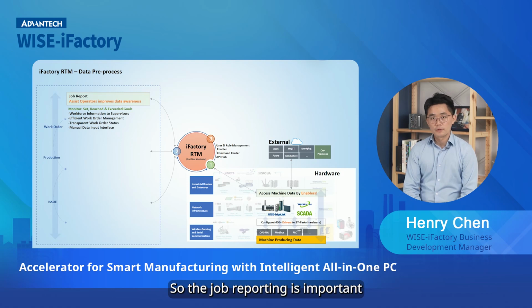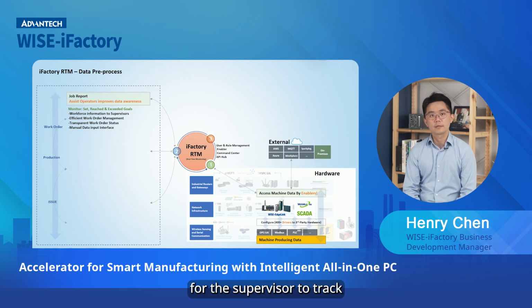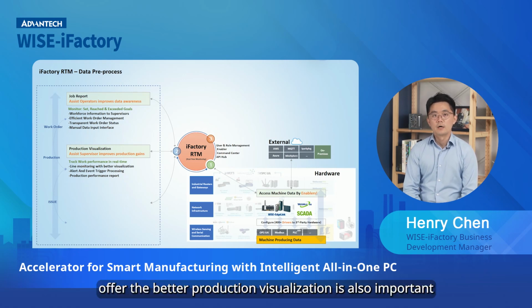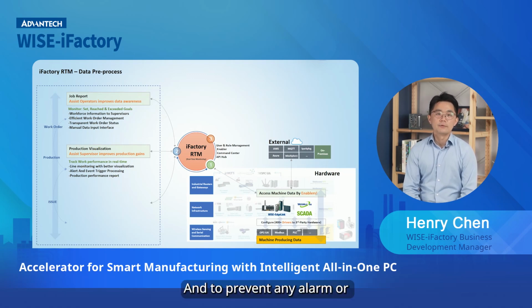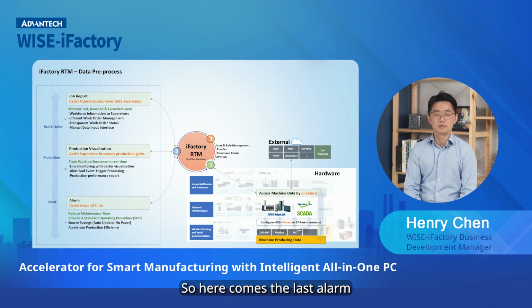So job reporting is important. When the operator comes to the job shop, who they are and what they do, which work order they are going to do, is important for the supervisor to track. And also the data from the machines to offer better production visualization is important, because we would like to increase the performance of each machine and prevent any alarms or any invisible parameter errors inside the machines as well. So here come the alarms.